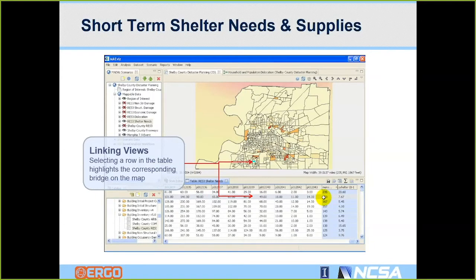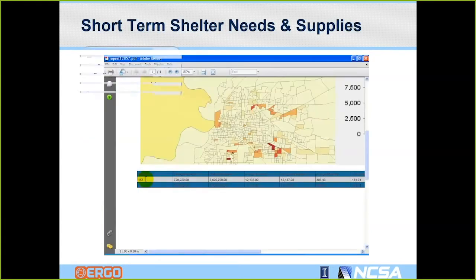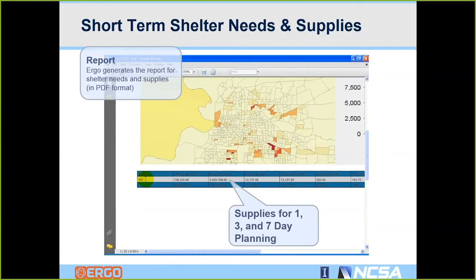We also have linking between the views, so you can click on a table row. Maybe there was an outlier or something that was surprising to you, or you're just figuring out where is my dislocation happening, because maybe I want to plan and determine if I can improve that expected, anticipated dislocation. From there, we can generate reports, so we can show them how many supplies they would need for 1, 3, and 7 day planning, because this is just short-term shelter needs. This is not long-term.